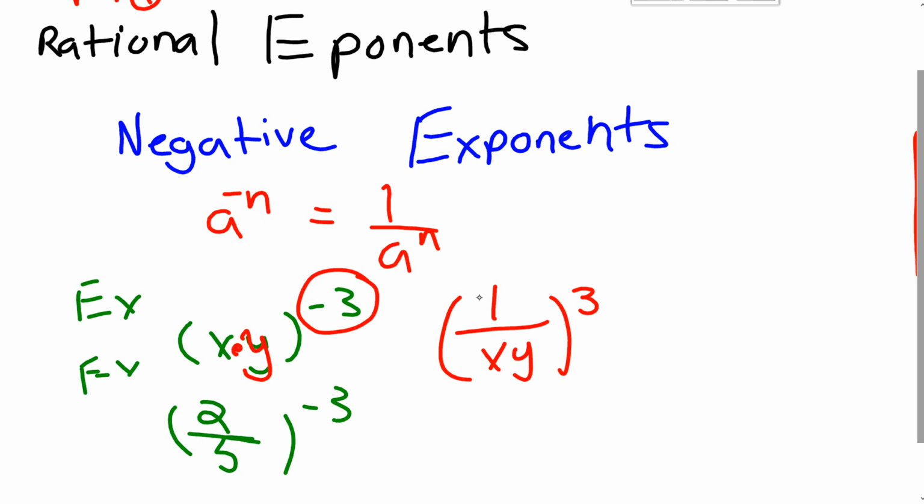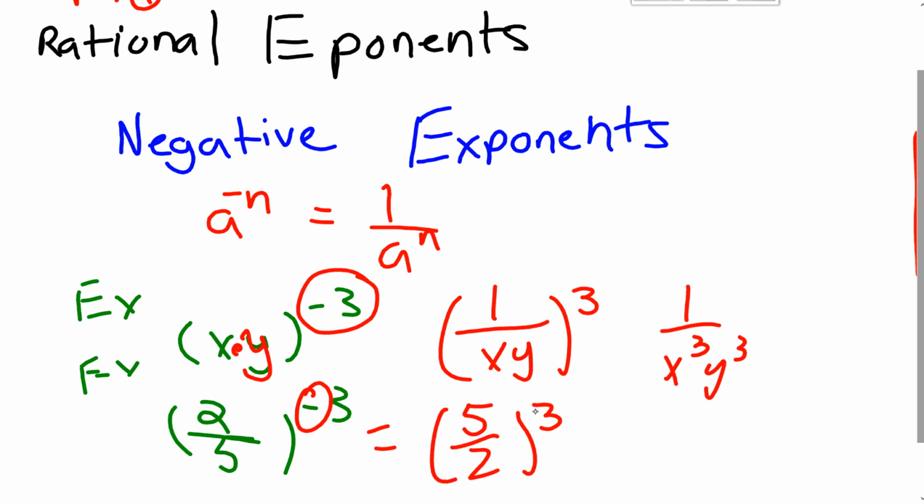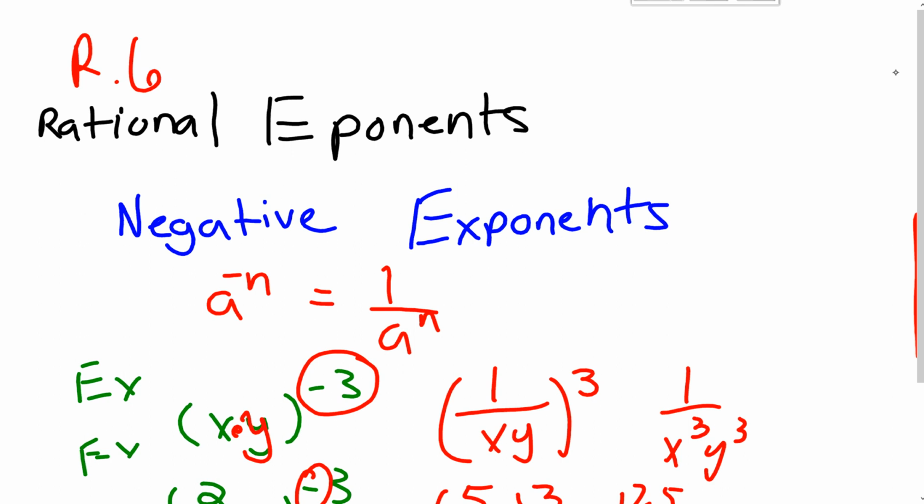Now I can take that and distribute that 3 to everything in there, right? Because 3 means cubed, so it's 1 over xy times 1 over xy times 1 over xy. So that's 1 over x cubed y cubed. Same thing with this. I can flip that fraction because of this negative. I can flip the fraction 5 over 2 and then raise it to the positive 3. So that's 5 cubed over 2 cubed. All right, so negative exponent rules.